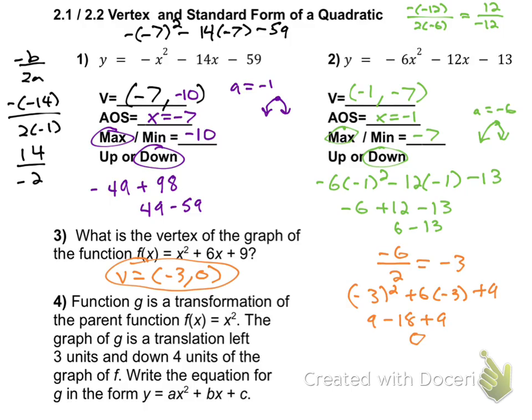Number 4, my parent function is moved left 3. So x minus a negative 3 would make that plus 3 squared and down 4 units. So to get the standard form, I need to do y equals x plus 3 times x plus 3 minus 4.